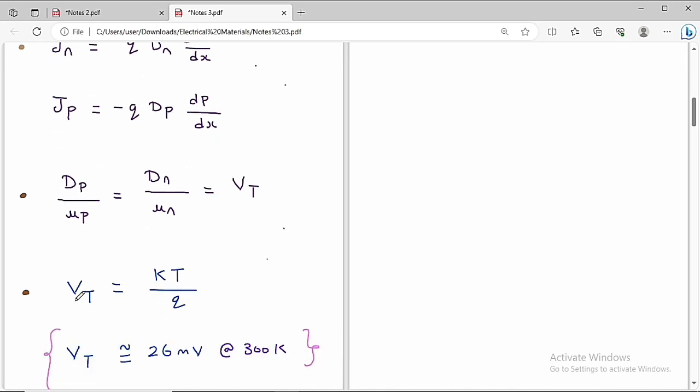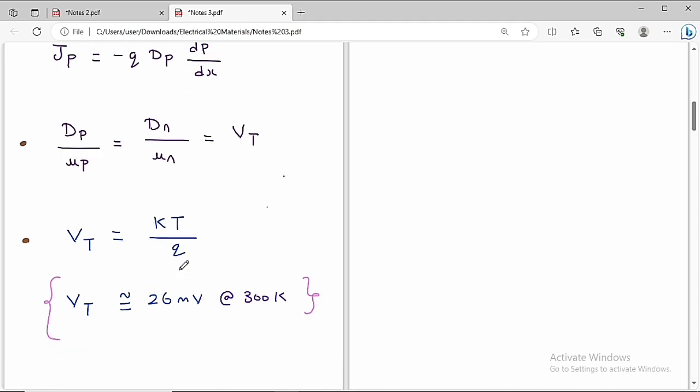And what is the thermal voltage formula? It is equal to kT by q, where Vt is the thermal voltage, k is the Boltzmann constant, T is the temperature in Kelvin, and q is the charge value, which is 1.6 into 10 to the power minus 19. If you substitute the temperature in Kelvin, and you know the values of k and q, then simplifying, finally you are going to get approximately 26 millivolt.